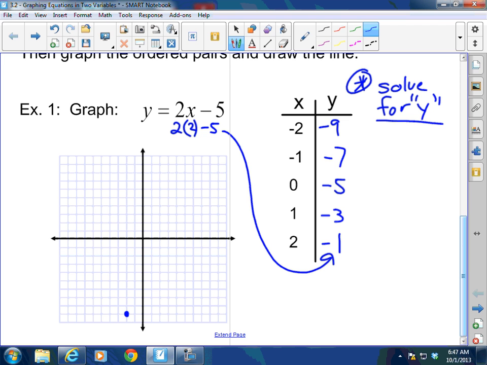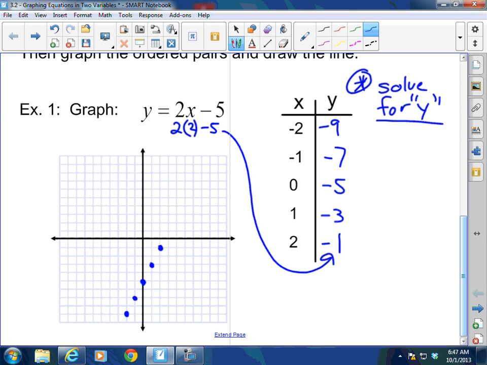Sorry, guys. Let's start from the beginning. -2, -9. -1, -7 is over here. Okay, come on, Mr. Morrow. 0, -5. It's right here. 1, -3. And 2, -1.